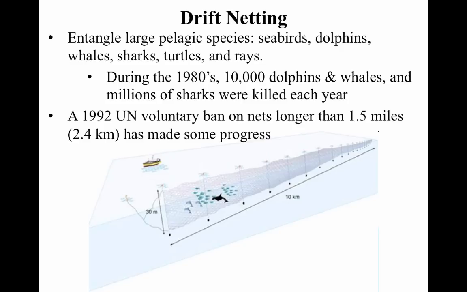And so during the 80s, 10,000 dolphins and whales and millions of sharks were killed every year. And we only know this by self-reporting by the fishermen, so that number could actually be much higher.